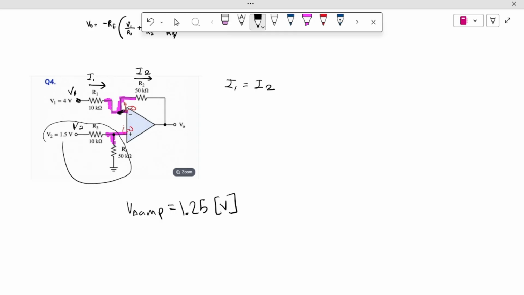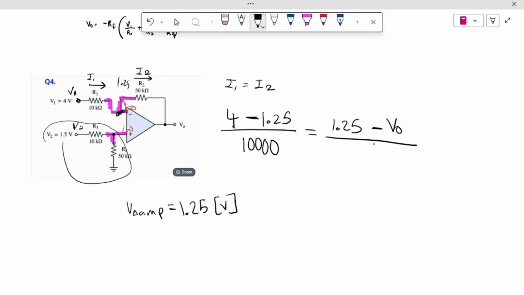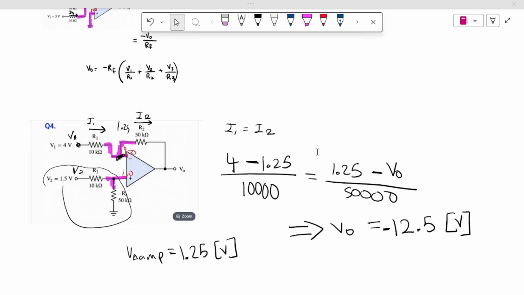and essentially I1 is going to be 4 minus 1.25, because that's our potential that we calculated at the op amp inputs, divided by 10,000 ohms, and I2 is going to be 1.25 minus V out divided by 50,000 ohms. If we rearrange for V out, we get negative 12.5 volts.